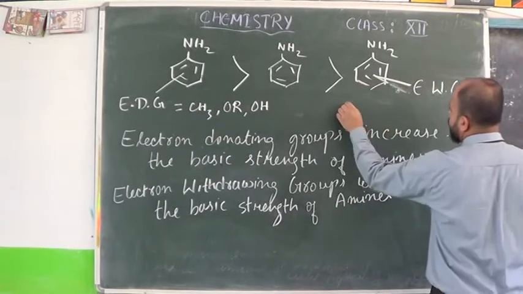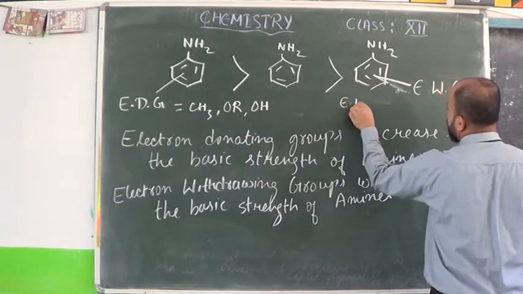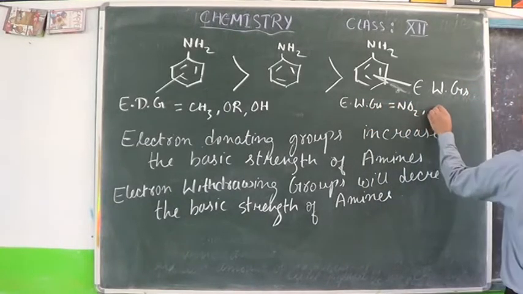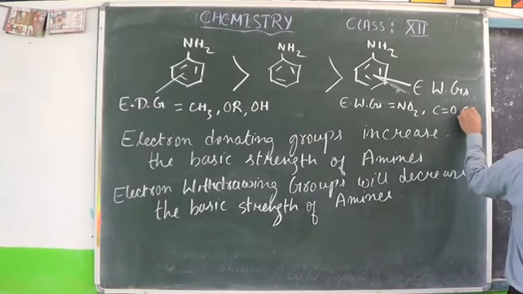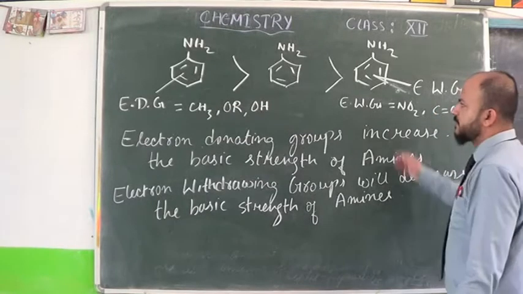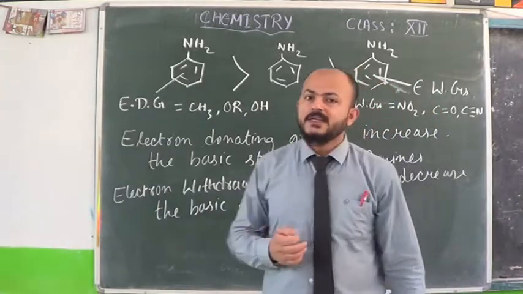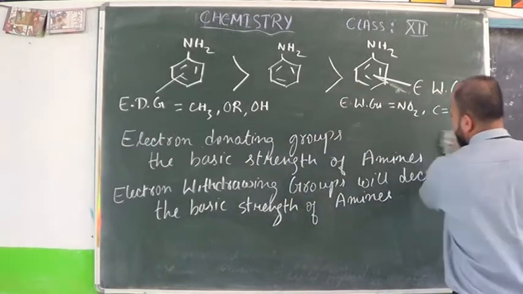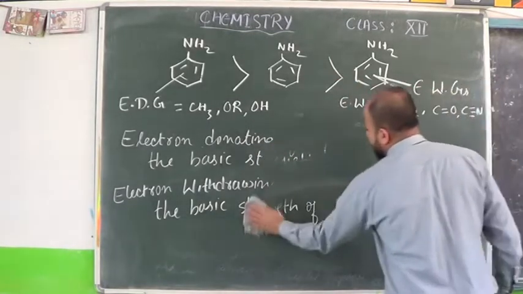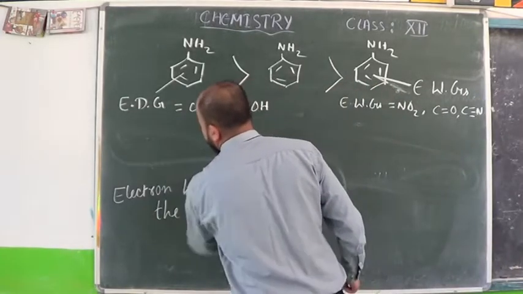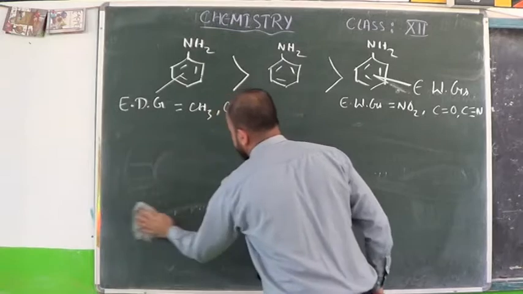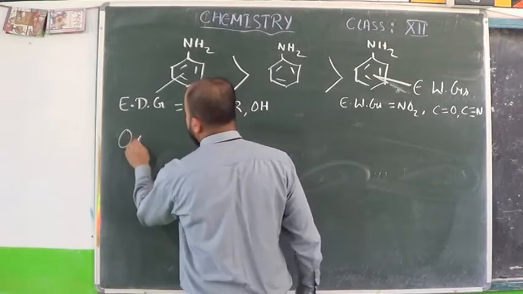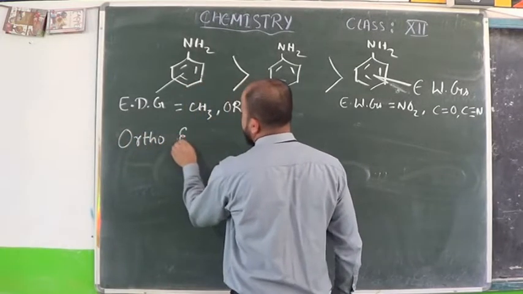Now electron withdrawing groups like NO2, C double bond O, and C triple bond N. If these groups are present in the benzene ring, then their basic strength will be less than that of aniline. This is the general trend. Now let's discuss the ortho effect.